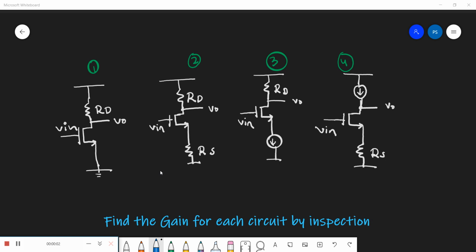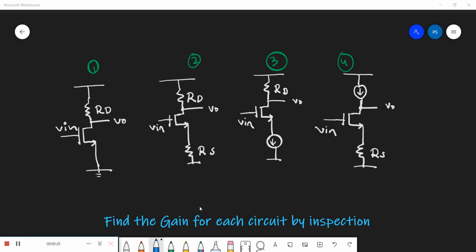Hello everyone. In this video I'll be talking about a few circuits which are usually asked for entry level candidates, and these are very simple. You have to only comment on the gain, and the only condition is you are not expected to write equations, nor are you expected to take more time. You just look at the circuit and directly comment on what is the gain of each of the circuits.